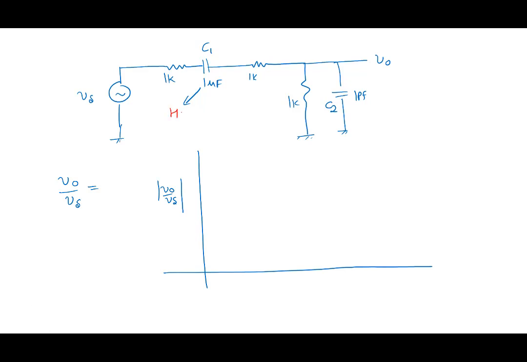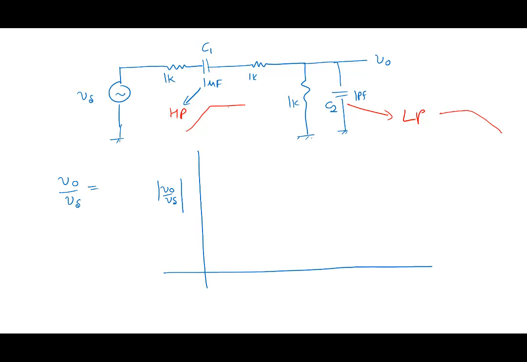What about C2? C2 is causing a low pass behavior because at low frequency it is an open circuit and at high frequency it is a short, so it's making V0 fall. So this is causing a low pass behavior. Low pass behavior means it is causing a response like this, and high pass behavior is causing like this.